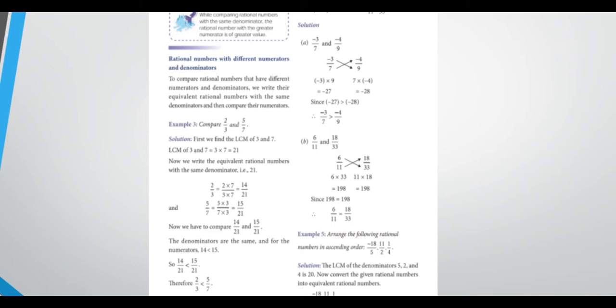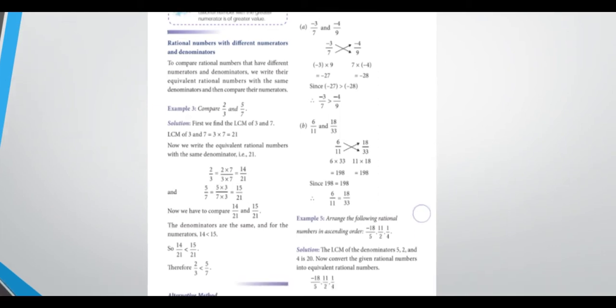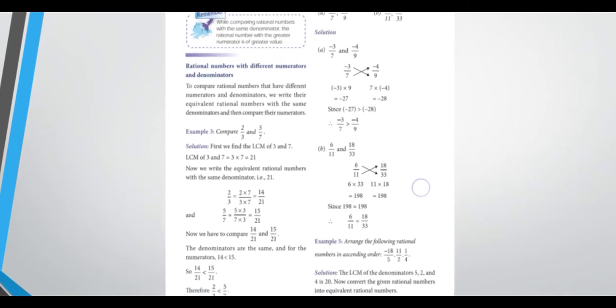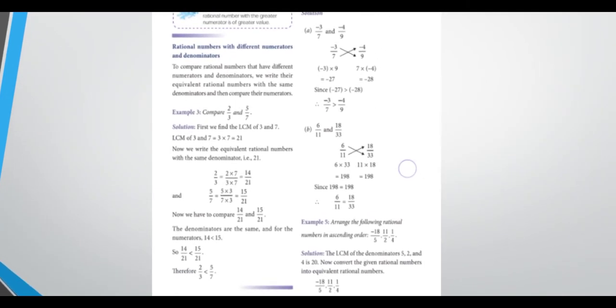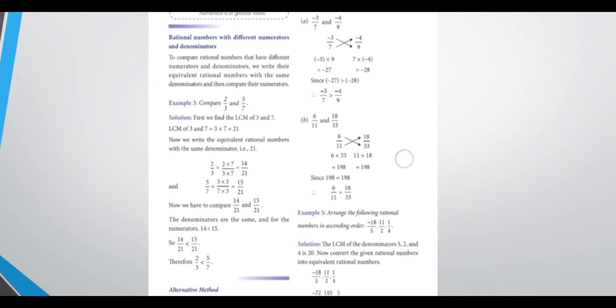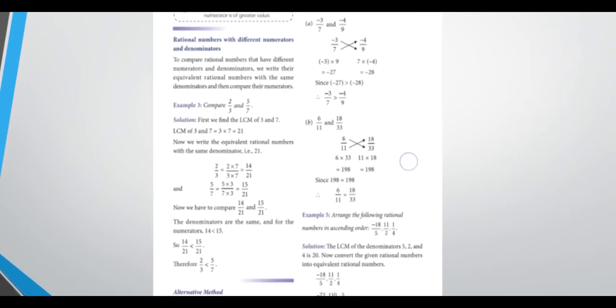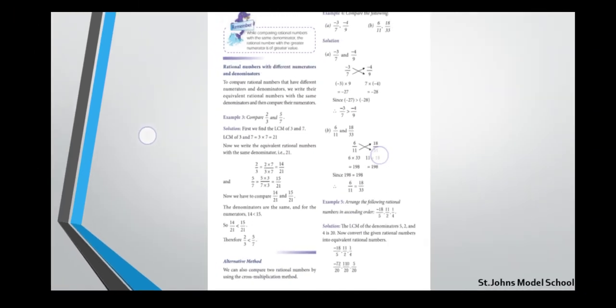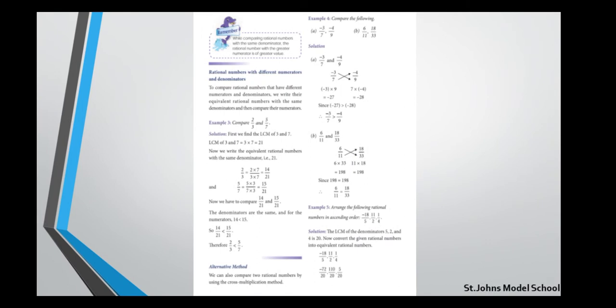We have taken two rational numbers, 2 by 3 and 5 by 7. After taking the LCM, we find the equivalent fractions, then compare the numerators. According to that, we can get the result, whether the first one is less or greater. Here we get 14 by 21 and 15 by 21, and comparing these, we get 2 by 3 is less than 5 by 7.